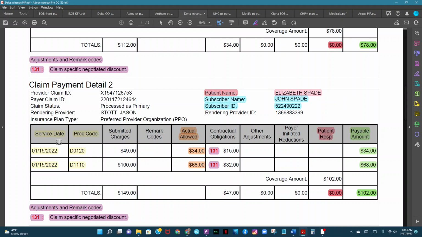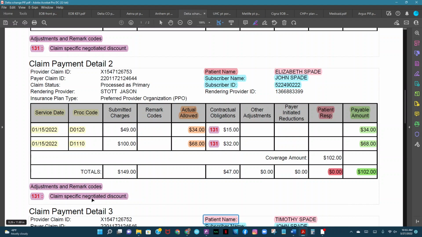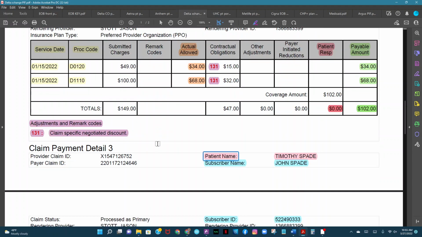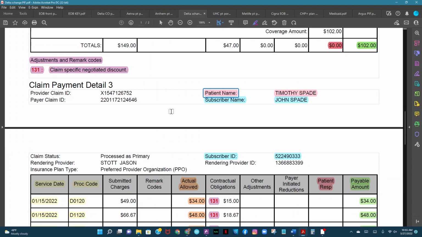On to the service date, 1/15/2022. Looks like the procedure codes are a cleaning and an exam here. Payable amount, so insurance has paid us here. Down here, the total is 102. Patient responsibility is none. As you can see, we do have some remark codes here again. And again, just saying that it is the claim-specific negotiated discount, meaning again, those are the actual amounts there. So the 34 and the 68 should correlate for these codes in EagleSoft. On to the next claim.